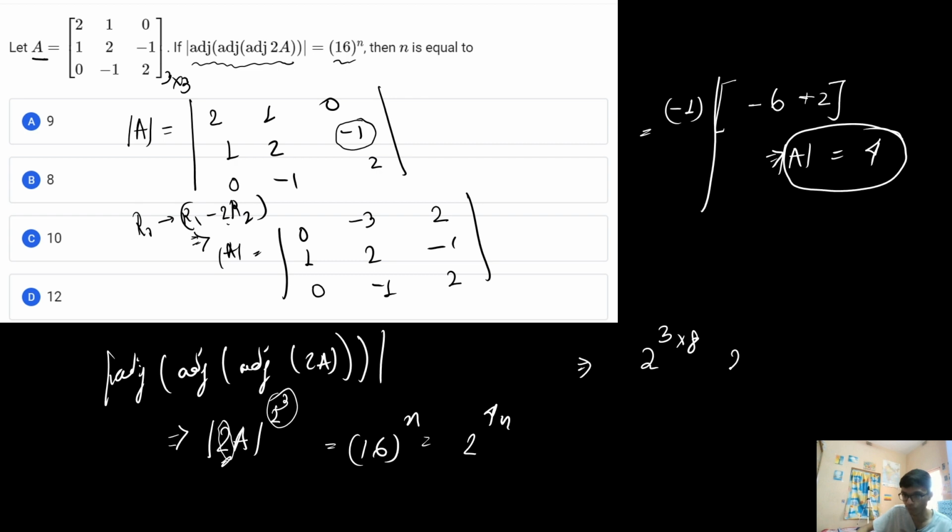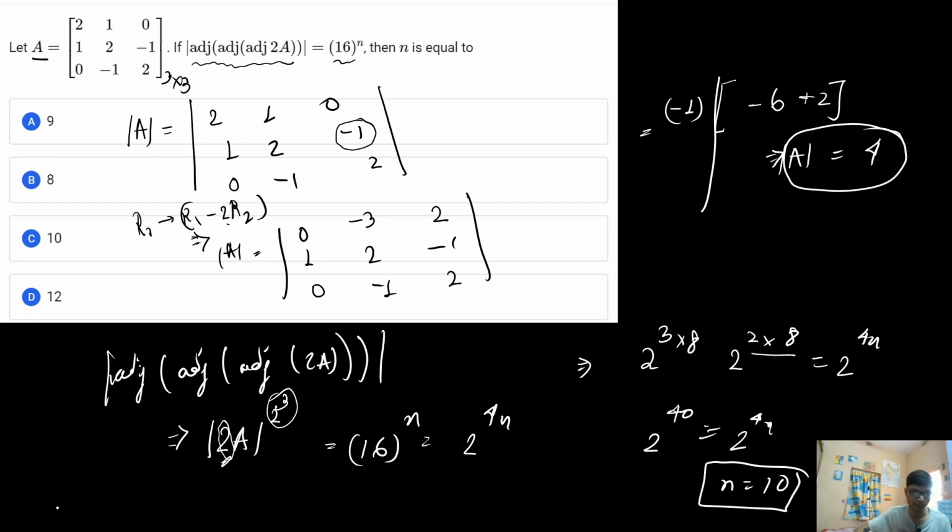So 2 to the power 3 into 8 over here, and the determinant of A is 2 to the power 2, so 2 to the power 2 into 8 over there, and this is equal to 2 to the power 4n. From here if we solve, this will be basically 2 to the power 8, that is 24, and this is 16, so if you add them you will get 2 to the power 40. From here the value of n basically will be 10.